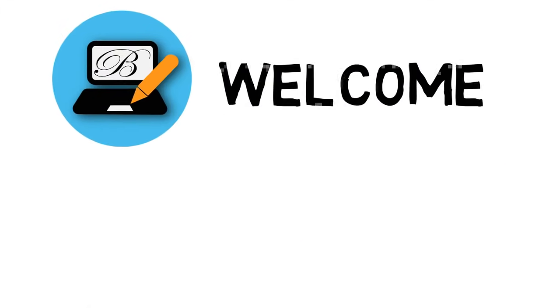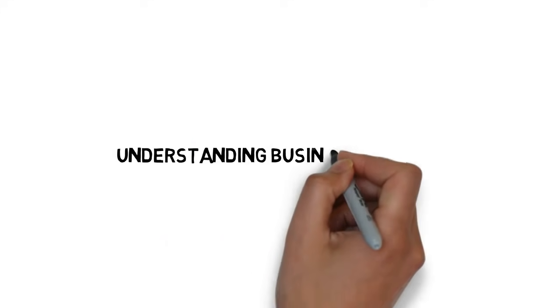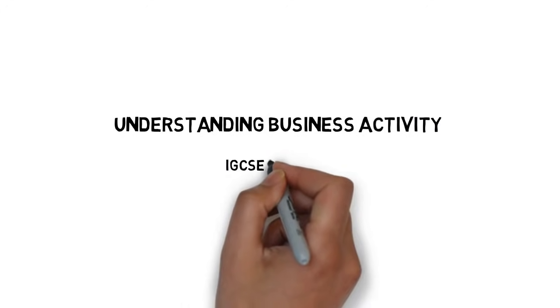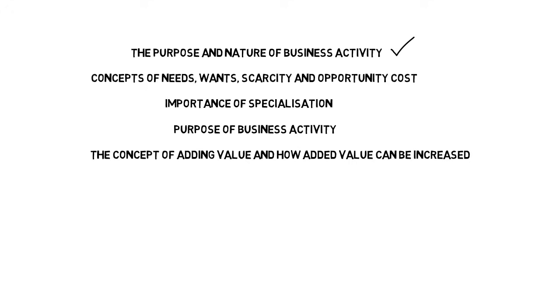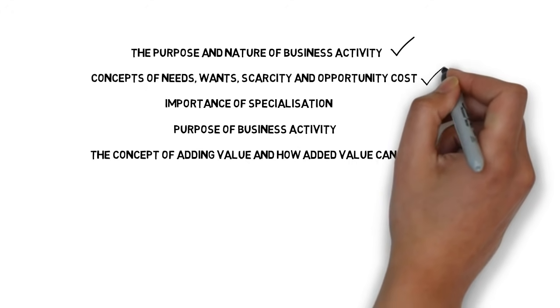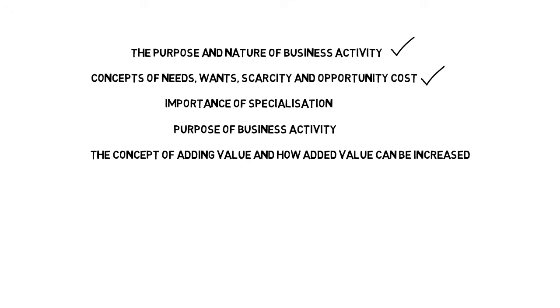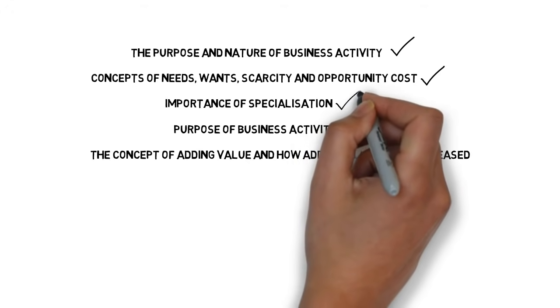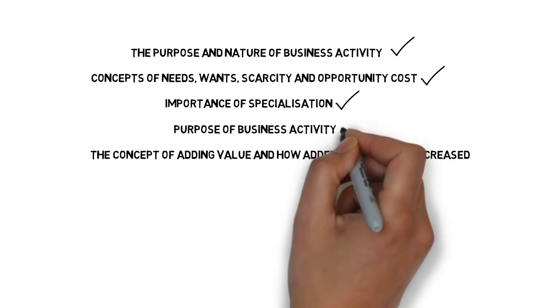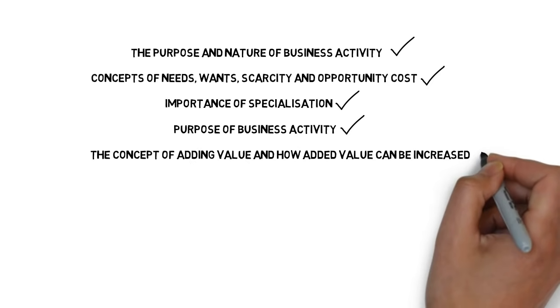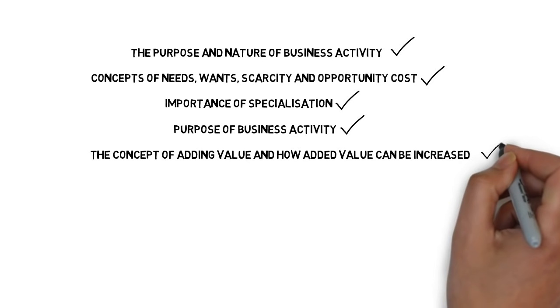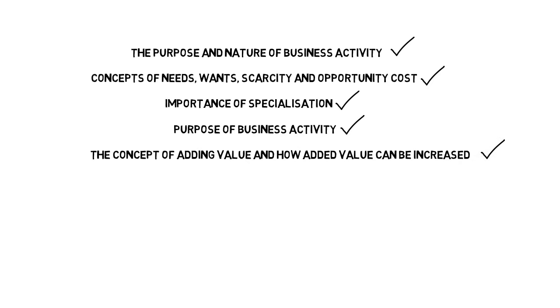And in today's video I'll be covering understanding business activity. It's an IGCSE business topic. We'll be covering the purpose and nature of business activity, concepts of needs, wants, scarcity and opportunity cost, importance of specialization, purpose of business activity, the concept of adding value and how added value can be increased. So these are the four main topics I'll be covering in this video.